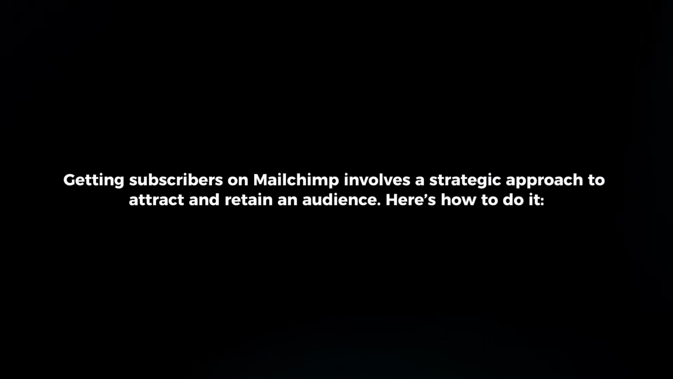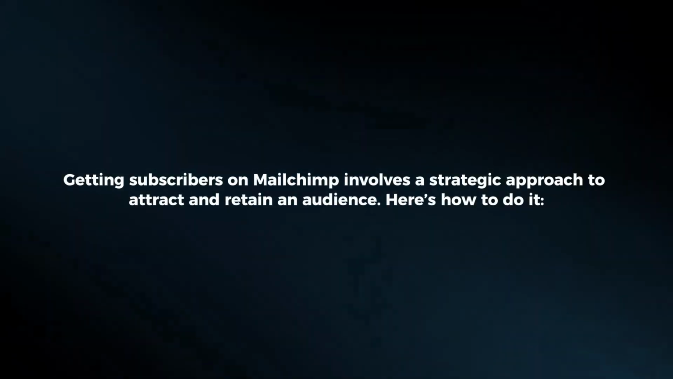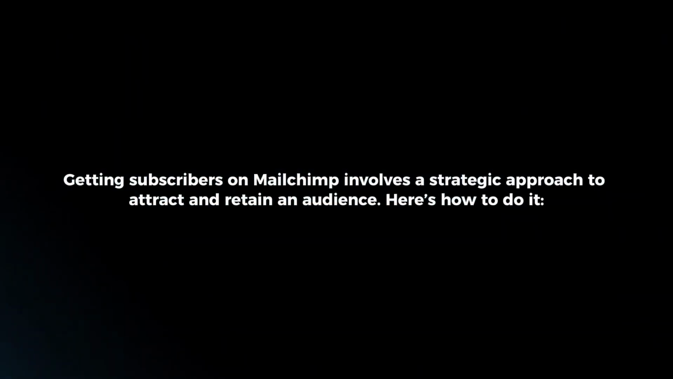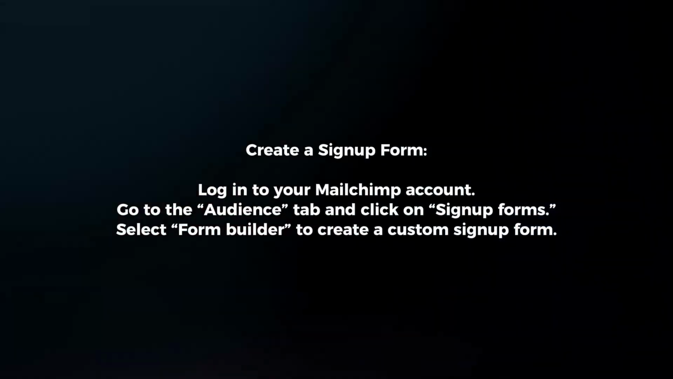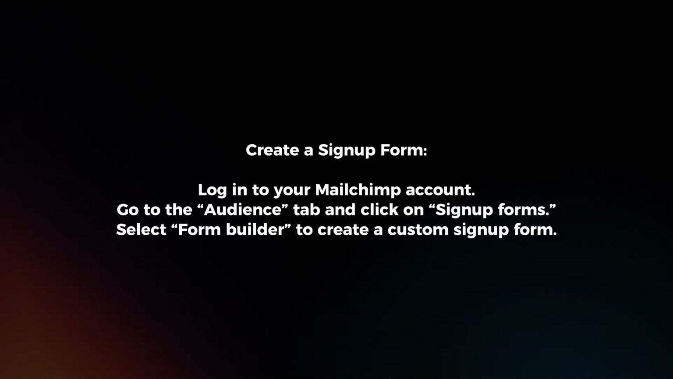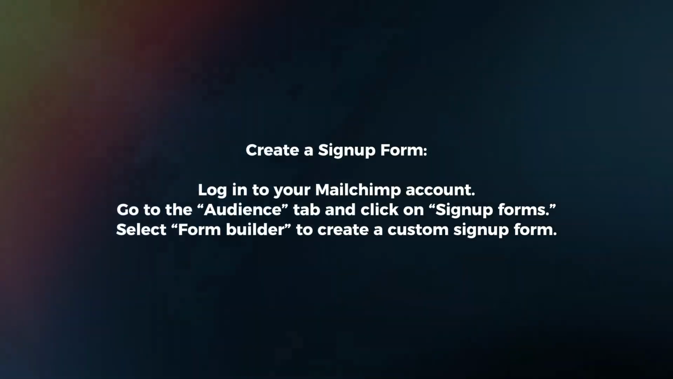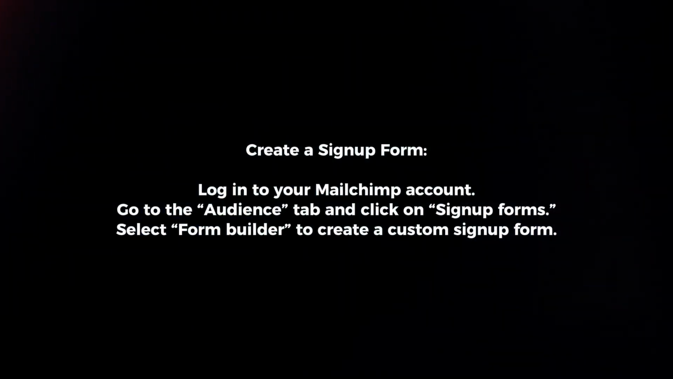Getting subscribers on Mailchimp involves a strategic approach to attract and retain an audience. Here's how to do it. Create a sign-up form. Log into your Mailchimp account. Go to the Audience tab and click on Sign Up Forms.